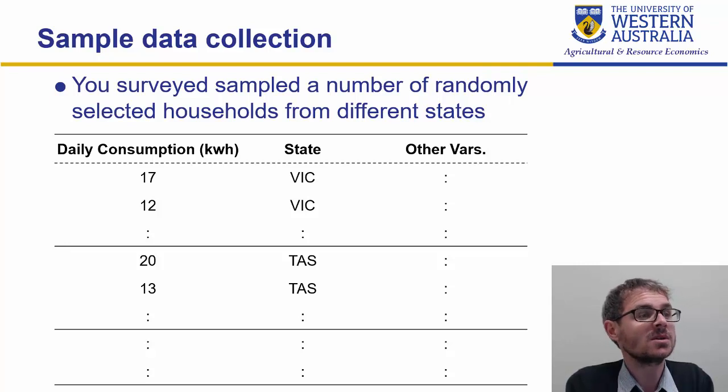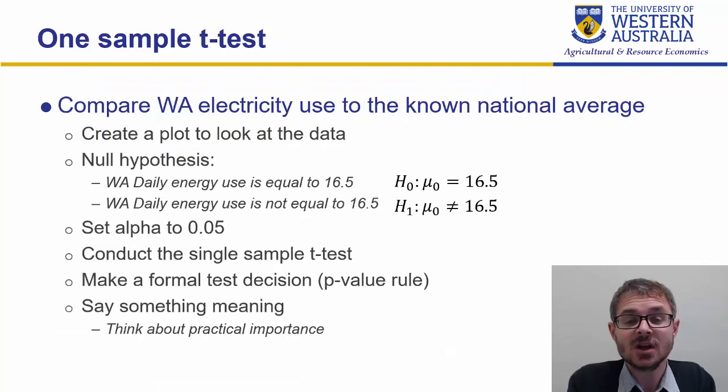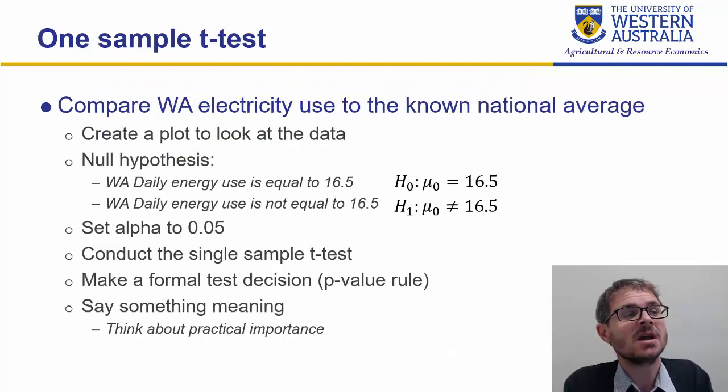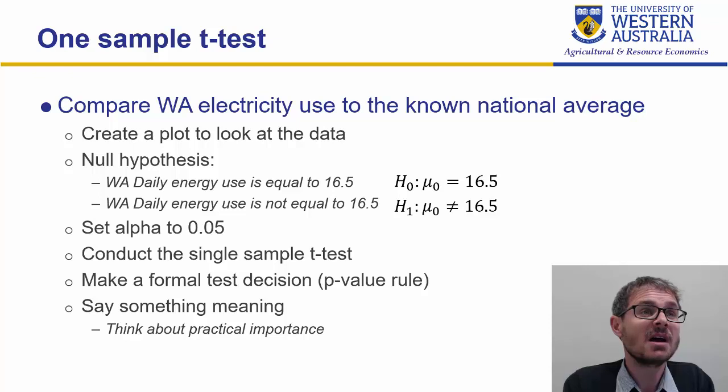Now, something that we may want to talk about is how does WA perform relative to the national average? In that case, because we would be comparing WA to some known national average, we would be using a single sample t-test. And we've gone through all our data, and we know that the national average standard for energy consumption is 16.5 kilojoules per day.